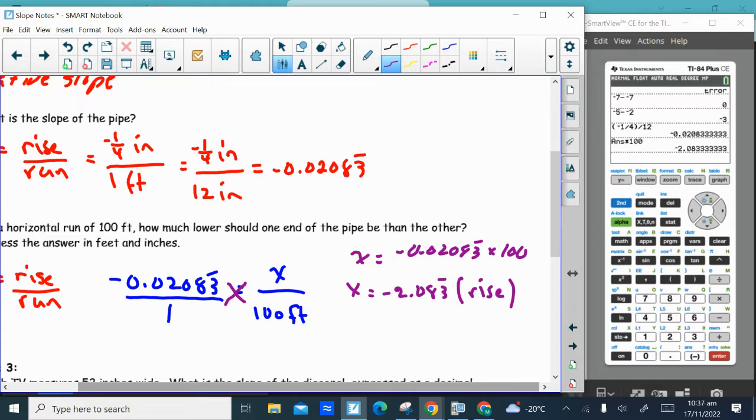All right? So the question says answer in feet and inches, because right now this is just feet. The negative tells us that the other end is below the starting end. It's 2 feet below plus 0.083 more feet below. So we've got 2 feet. We need to know how many inches this 0.083 of a foot is. So if I look at the decimal I have on my calculator, if I want to just get the 0.083 repeating and not the negative 2 in front, I could do this a couple different ways.